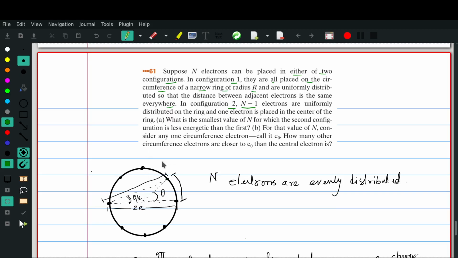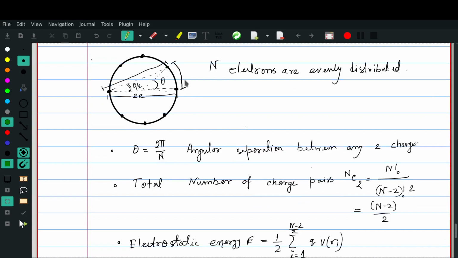So they are talking about the other configuration now. What is the smallest value of n for which the second configuration is less energetic than the first? So we'll have to compare these energies, right? Now here the tricky thing is that we want to compute the energies.